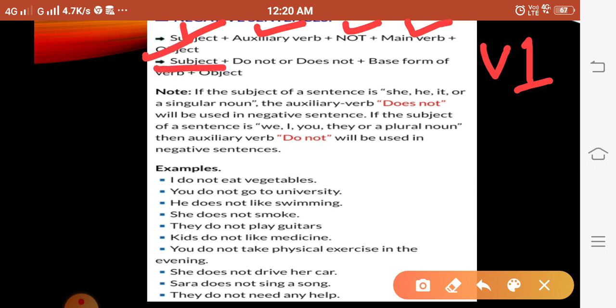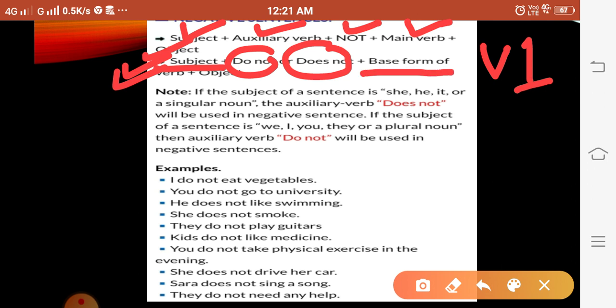First subject, then the auxiliary verb that we use in negative sentences in simple present tense are do not or does not. The use of do not or does not depends on the nature of the subject. If our subject is singular, we use does not with that. If our subject is plural, we use do not with that. Then base form of the verb, base form here means first form of the verb, and then object.